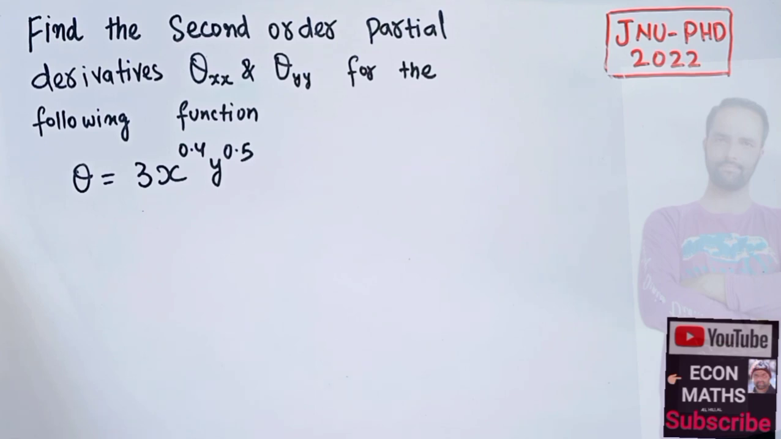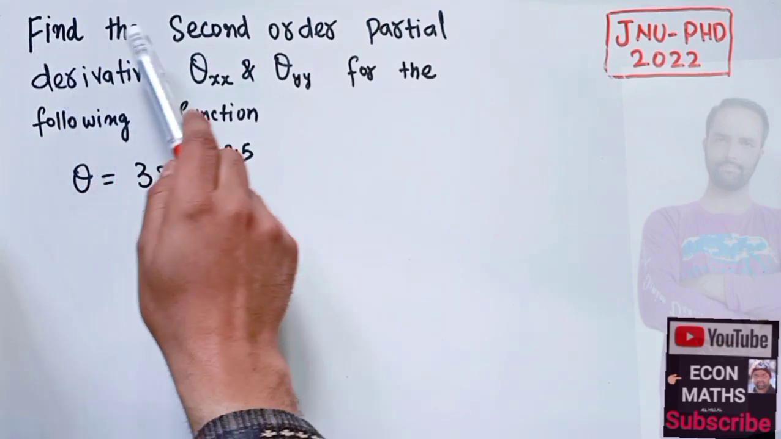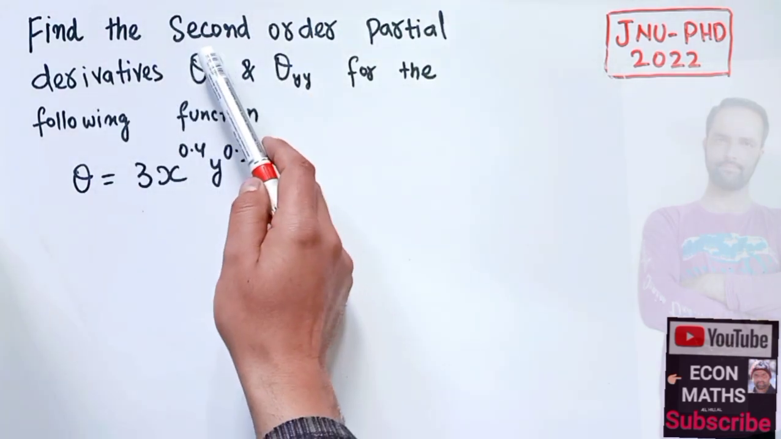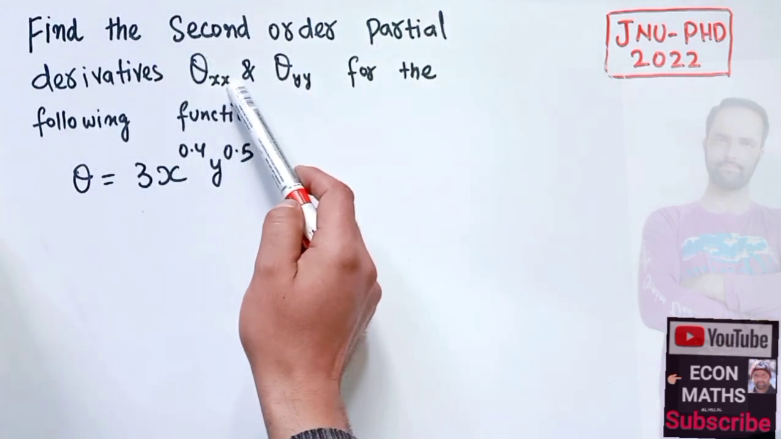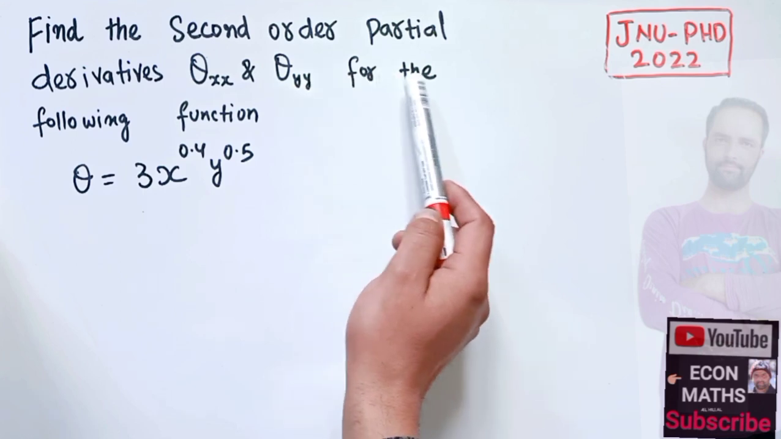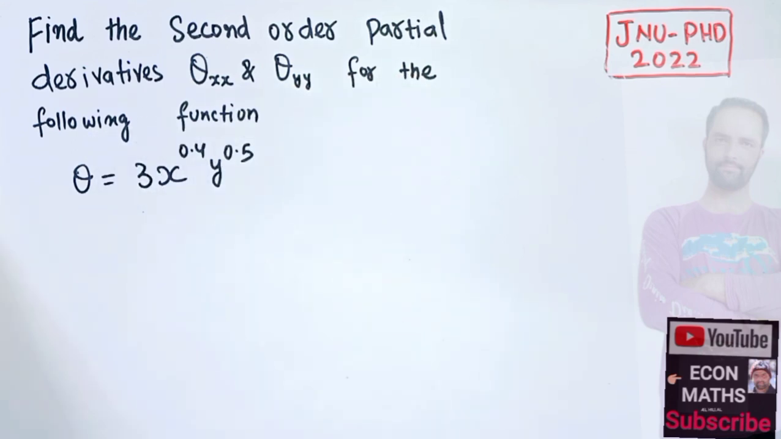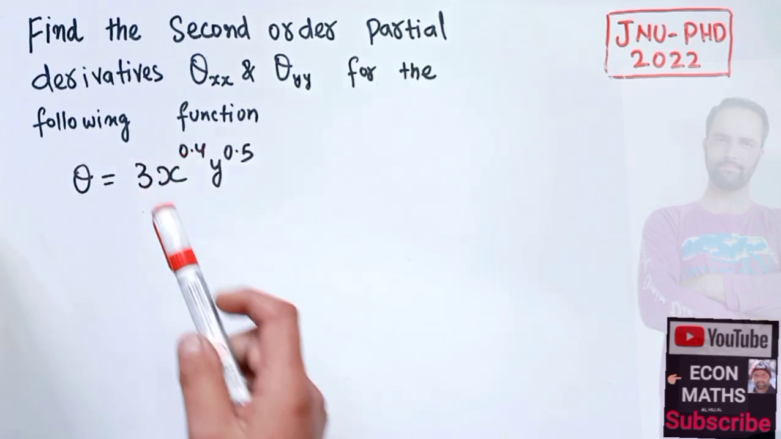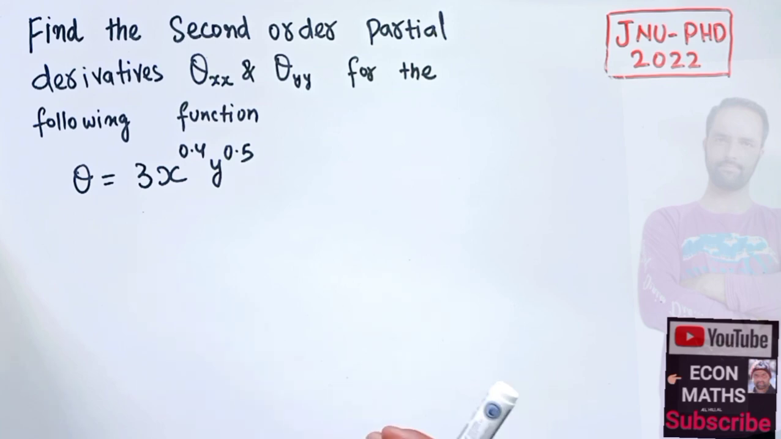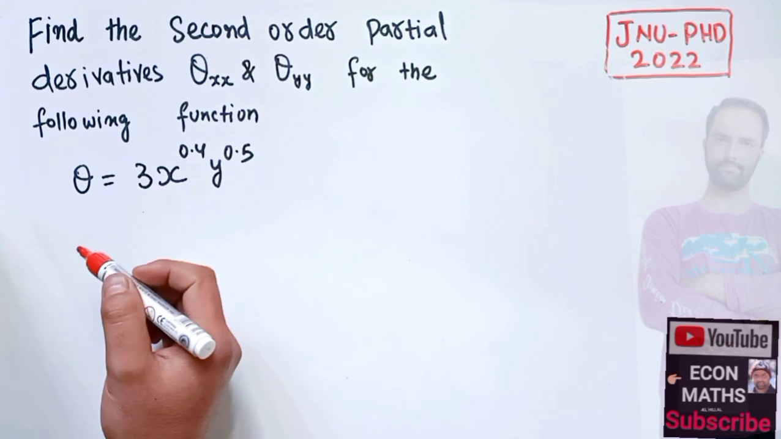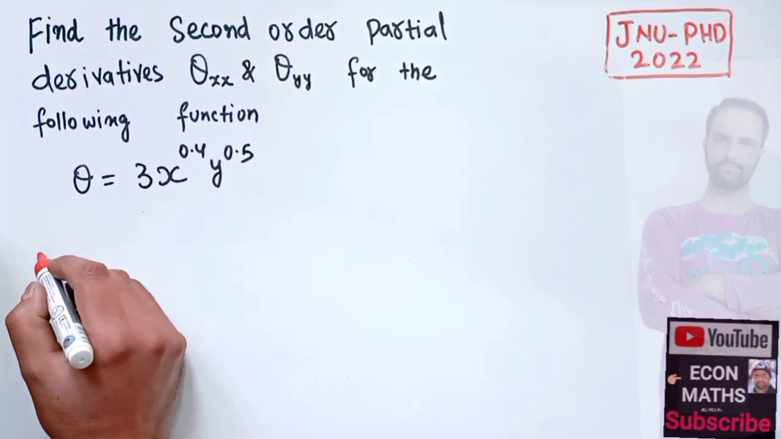The question is to find out the second order partial derivatives. The question goes like this: find the second order partial derivatives, that is q subscript xx and q subscript yy for the following function. Okay, so we are being given this function, we need to find out the second order partial derivatives. First we need to find out the first order partial derivatives.